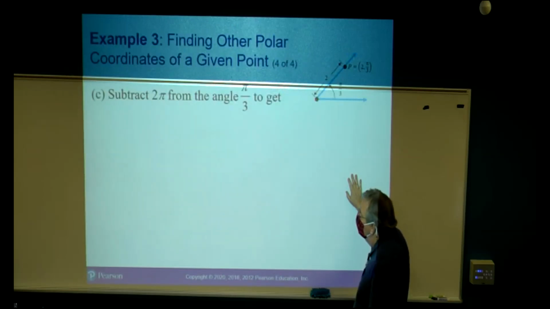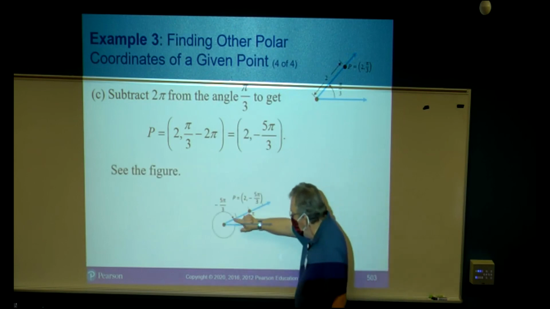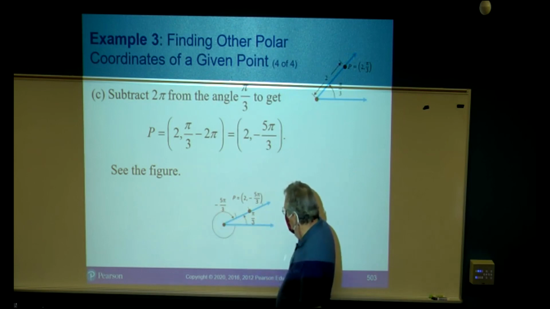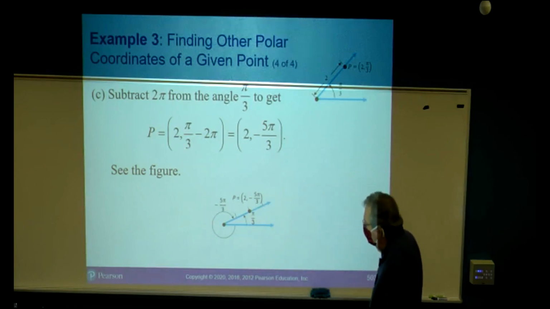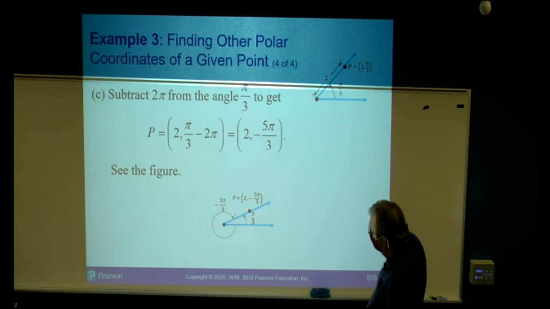And the last one, we're going to subtract 2 pi because we're going in the negative direction. So minus 2 pi just brings us around this way to here. If we're subtracting 2 pi from this positive angle, then we're going to come back around here to get the negative 5 pi over 3. Is that what I had, negative 5 pi over 3? I don't remember. No, I think I have negative 4 pi over 3. But it is negative.